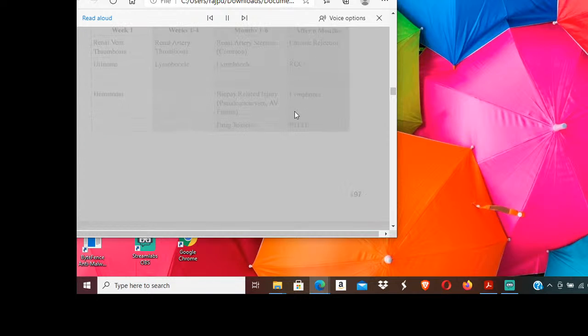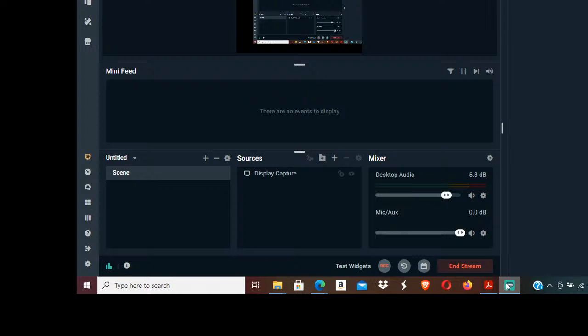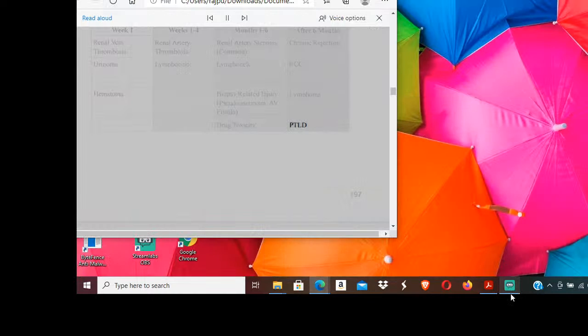Week 1: renal vein thrombosis, urinoma, hematoma. Weeks 1 to 4: renal artery thrombosis, lymphocele. Months 1 to 6: renal artery stenosis, common, lymphocele. Biopsy-related injury, pseudoaneurysm, AV fistula, drug toxicity. After 6 months: chronic rejection, RCC, lymphoma, PTLD.